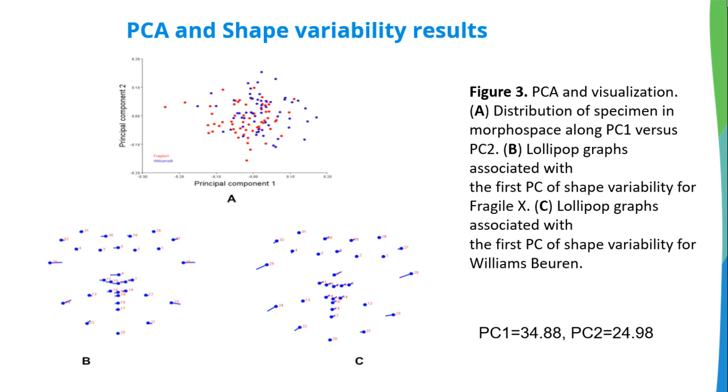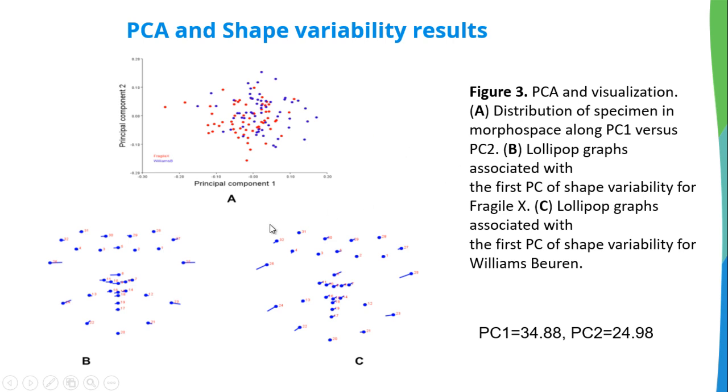So A is called distribution of specimens in morphospace along PC1 versus PC2. That is this one, okay? Distribution of the specimens. So we have Fragile X and Williams-Beuren. Fragile X is red, and Williams-Beuren is a blue color. So PC1, PC2, all right? That's the distribution of the specimens in morphospace. You can see how they are distributed in morphospace. So we're not trying to discriminate here, or try to cluster them. We just want to show how they are distributed in morphospace.